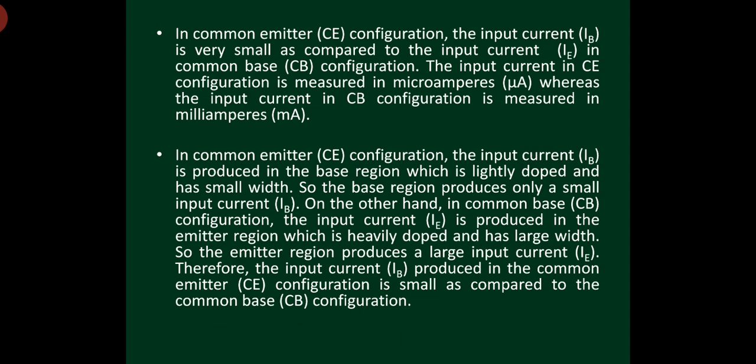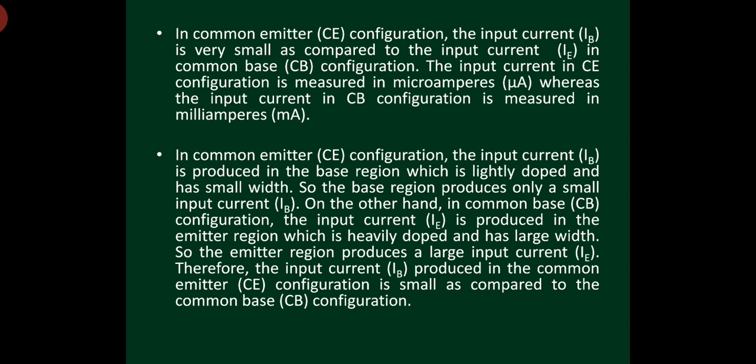In common emitter configuration, input current IB is very small as compared to input current in common base configuration. In common base configuration, IE is the input current and IC is the output current. If you recall the concept, for common base configuration, IE is the input current and IC is the output current.